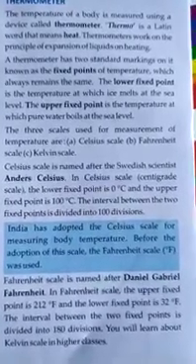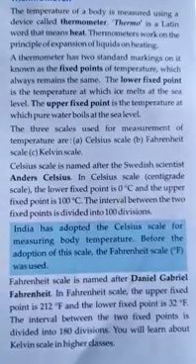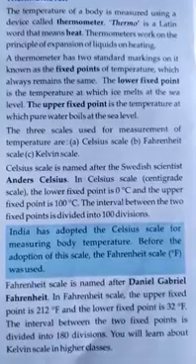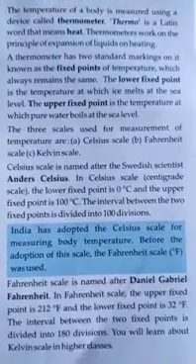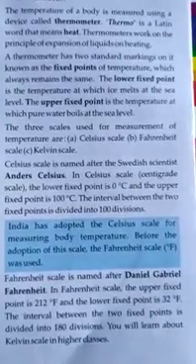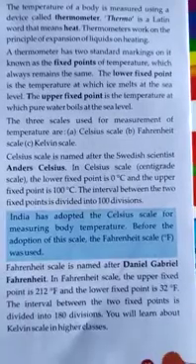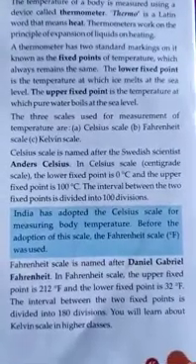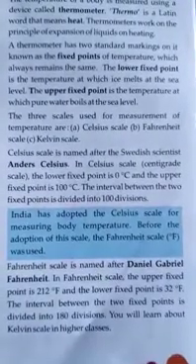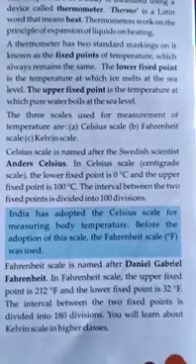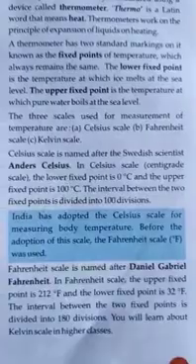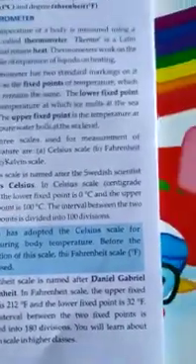In the Celsius scale, the lower fixed point is 0 degree and the upper fixed point is 100 degree, and the interval between the 2 fixed points is divided into 100 divisions. In the Fahrenheit scale, the upper fixed point is 212 degree Fahrenheit and the lower fixed point is 32 degree Fahrenheit, and the interval between the 2 fixed points is divided into 180 divisions. So this is what it is about temperature.